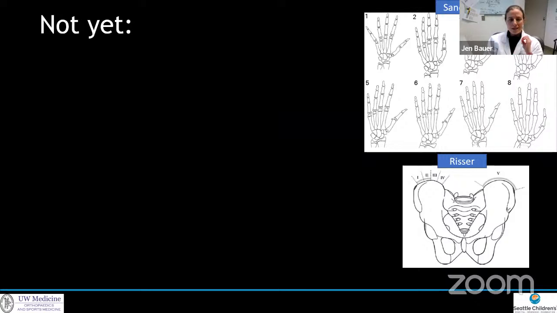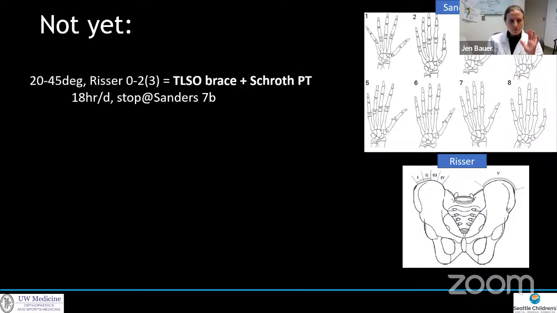So when do we not yet operate? A curve between 20 and 45 degrees, that's going to be a brace. Risser 0 to 3, we're bracing them. We're doing Schroth physical therapy like we just talked about. Because of the BrAIST study, we know we're going to have them do it for 18 hours a day. We're going to stop the brace when it's Sanders 7B.